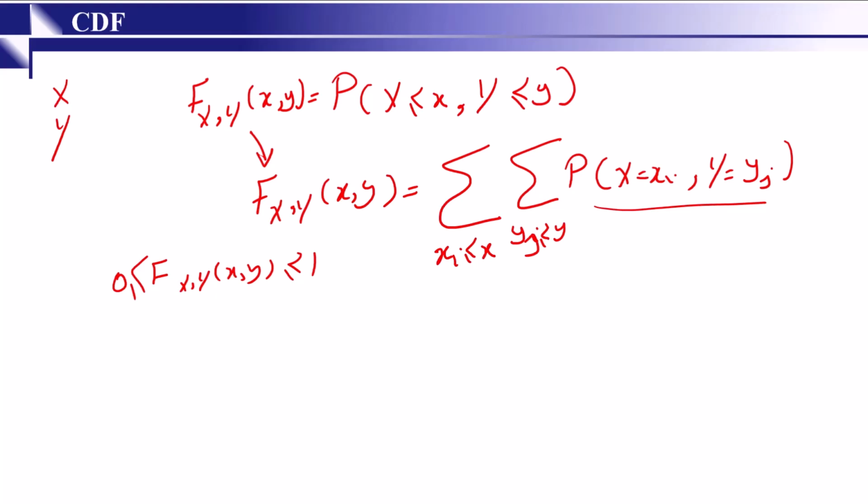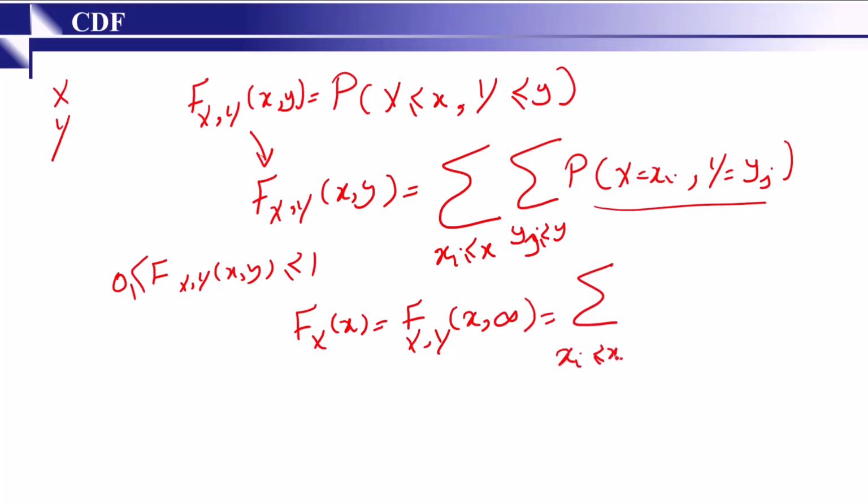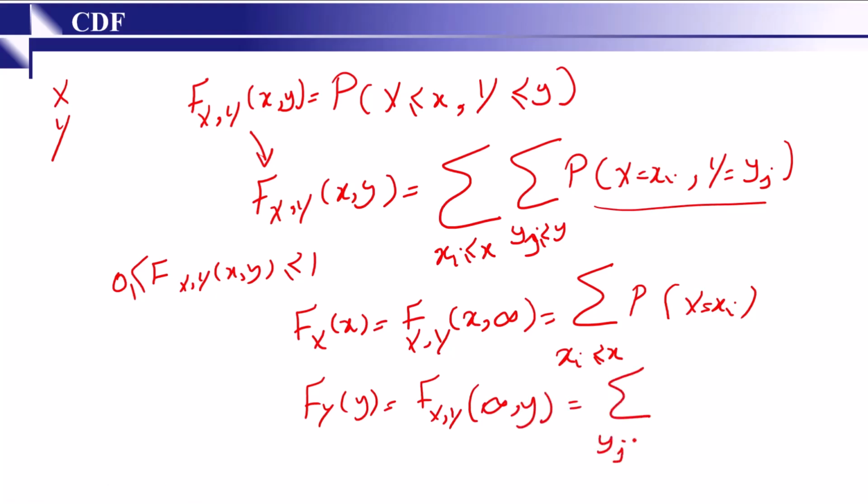So in the case of the marginal CDF, we write it this way: F X of x is equal to F x,y for x up to plus infinity, which is equal to the sum over xi less than or equal to x of the probability of X equal to xi. And in the same way, the marginal CDF for y is F Y of y, equal to F x,y from infinity to y, which is the sum over yj less than or equal to y of the probability of Y equal to yj. So this is how we can find the CDF for a joint probability distribution.